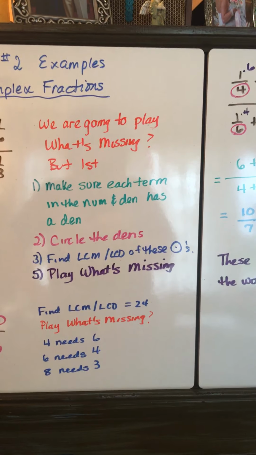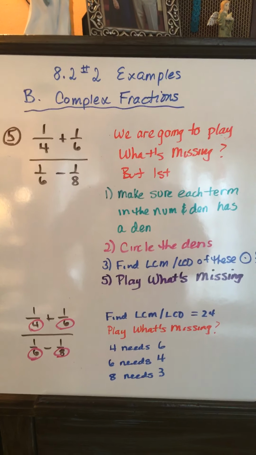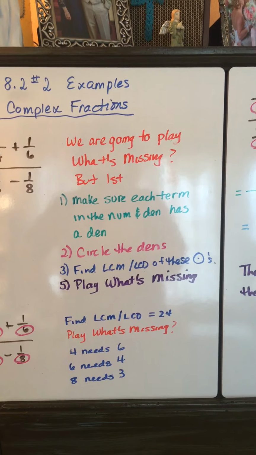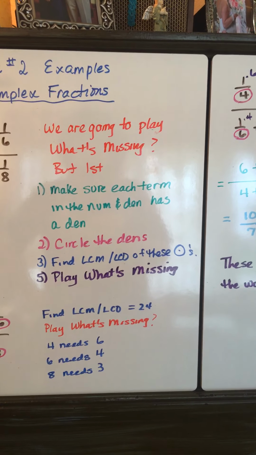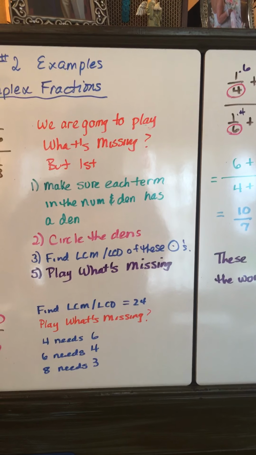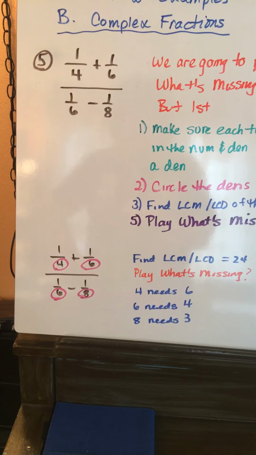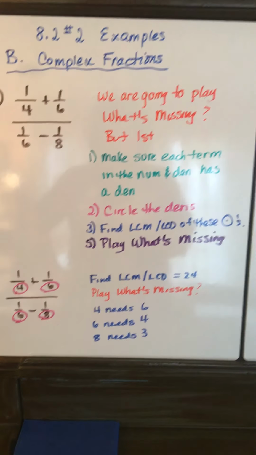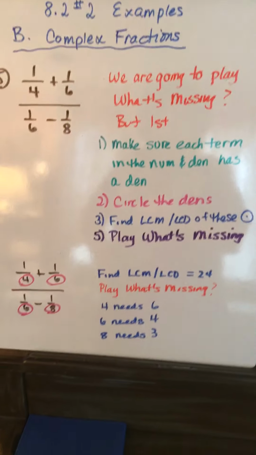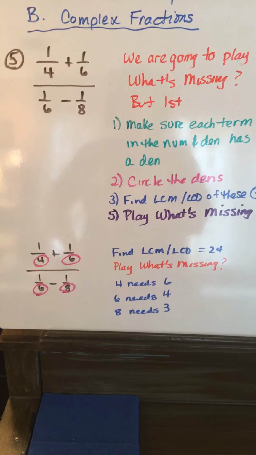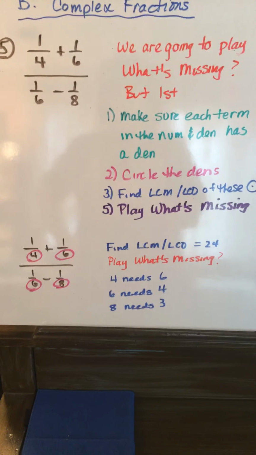But it's very important that we know in every one of these complex fractions, that means a fraction within a fraction, that we must make sure each term in the numerator and the denominator has a denominator. And then I'm going to have you circle the denominators after you put in the ones if need be. After we circle the denominators, you're going to need to find the LCM of those denominators, and the LCM of 4, 6, 8, and 6 is 24.